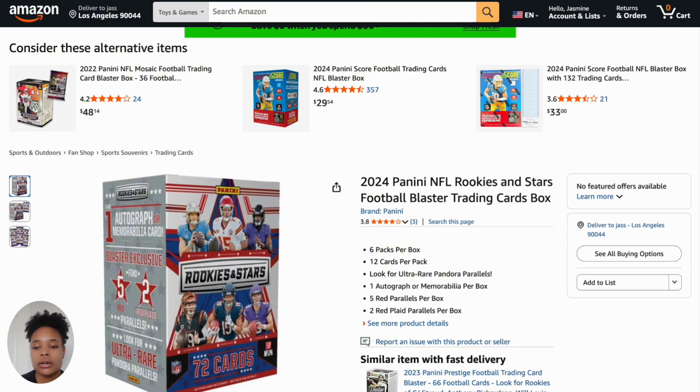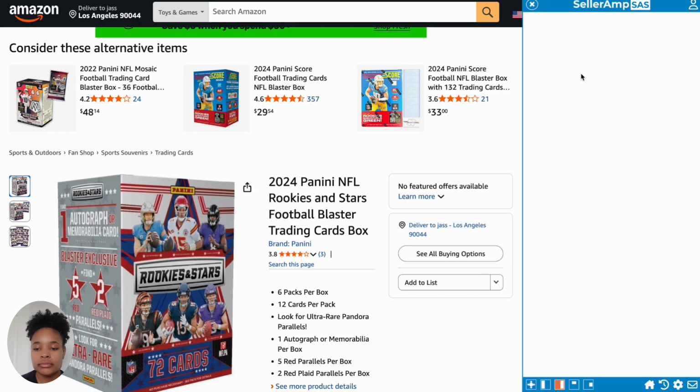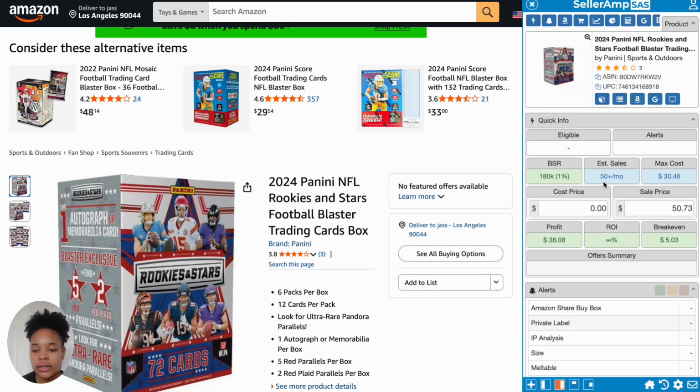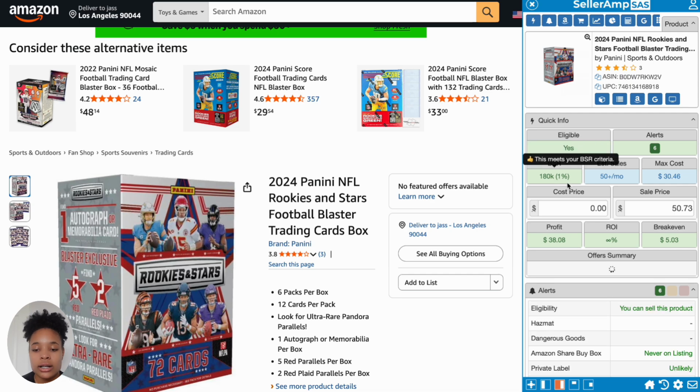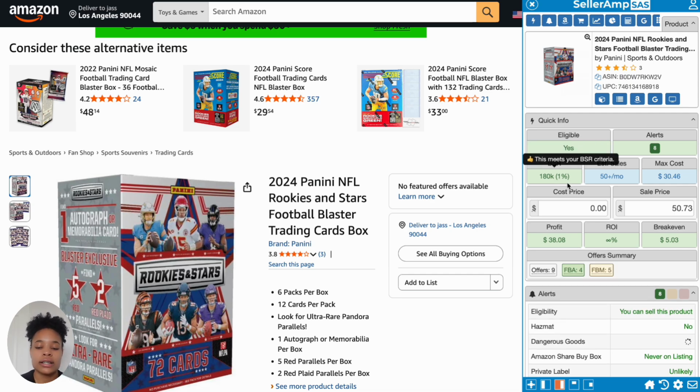So we are going to look into the data. We see that it sells 50 times a month, 180K BSR, so it is a little over the 100K BSR criteria, but it is still selling, right? So we're gonna put in our cost price since we already have that there, $29.99, and we see that we will be profitable at 26% ROI and $8 profit. That's not bad at all, since you wanna make sure that you have at least 25% ROI and at least $2 profit and above for every single unit.